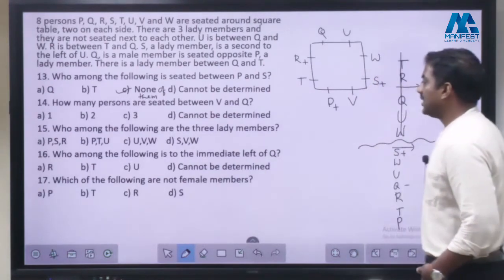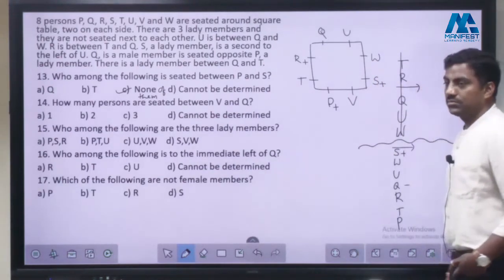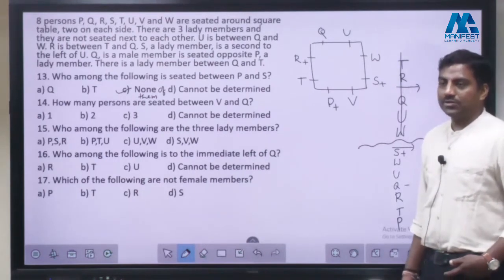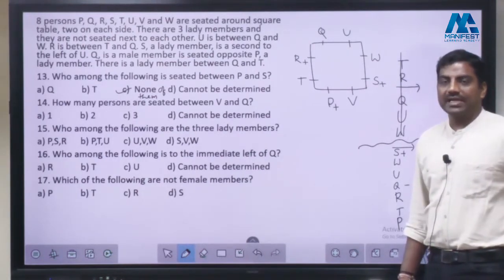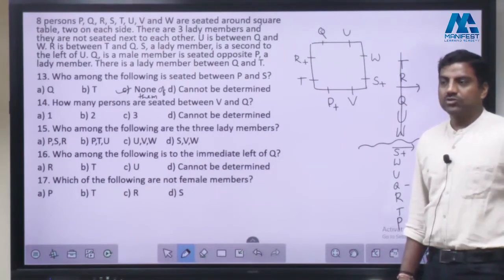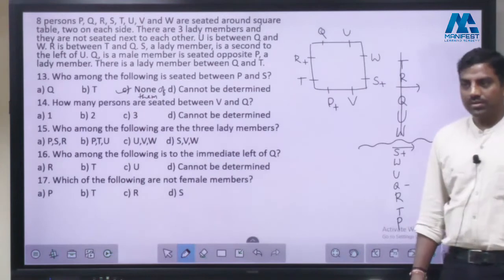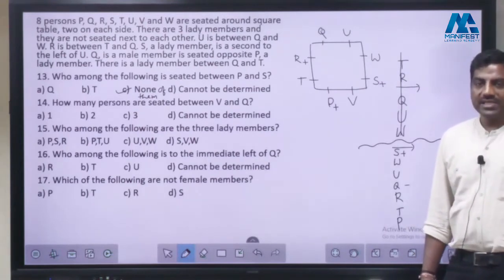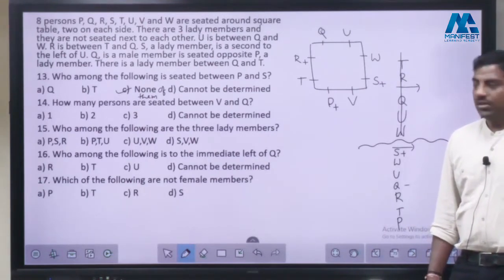How many persons are seated between V and Q? They are diagonally opposite. Whenever people are diagonally opposite, count from any direction. The number of persons will be the same. Okay? Yeah. So 3.